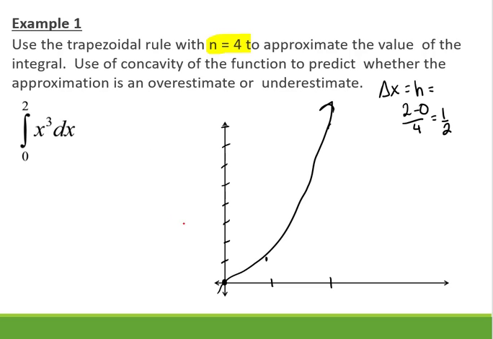So drawing in your trapezoids. That would be one trapezoid. Yes, I realize it's a triangle. That would be another trapezoid. That's another trapezoid.